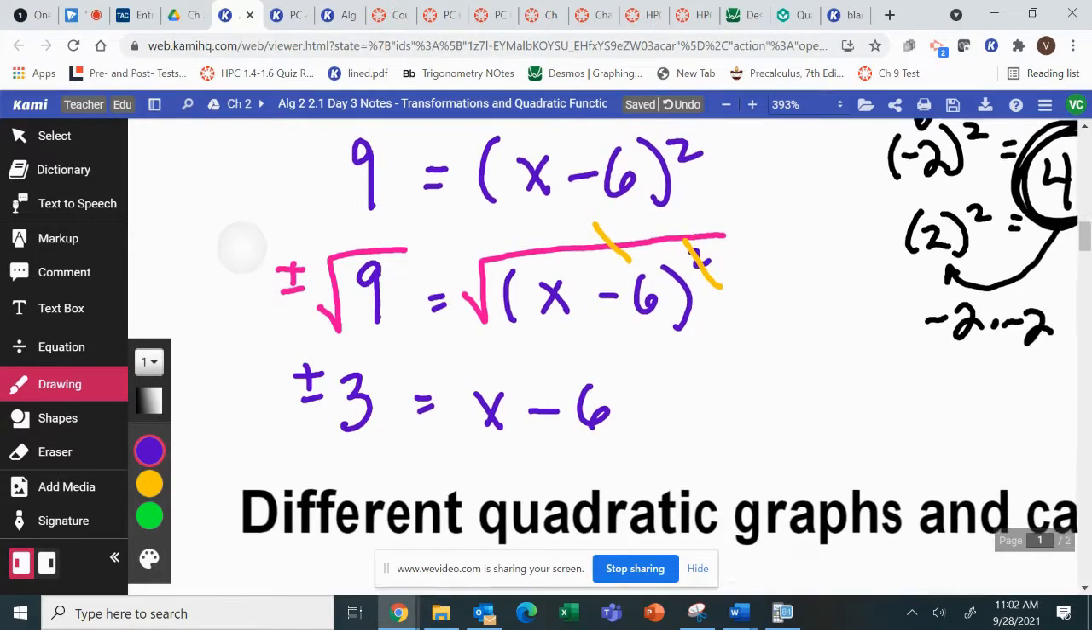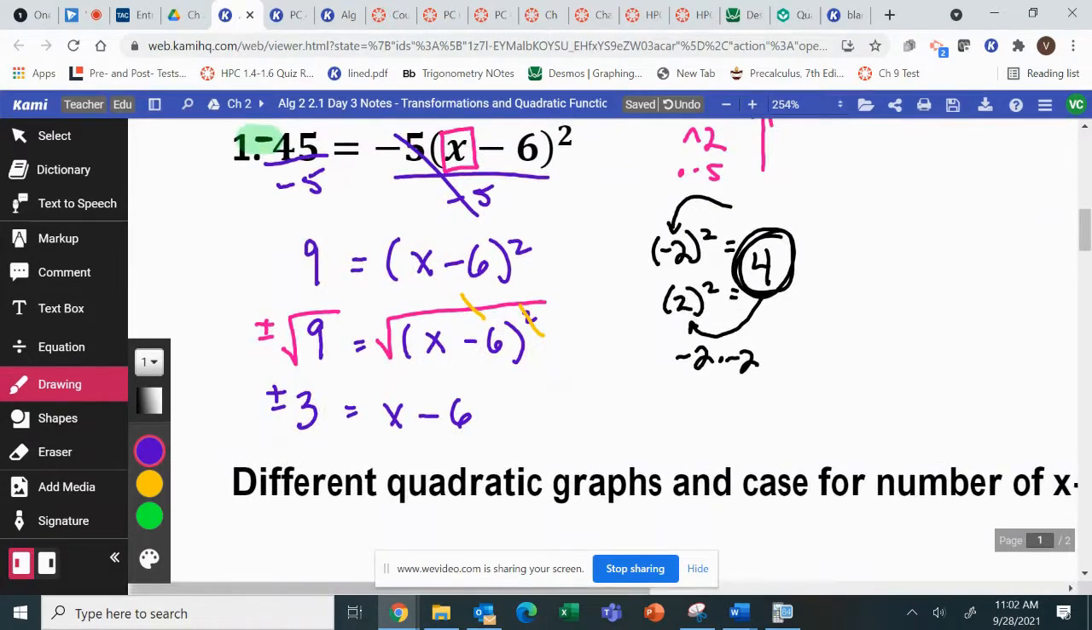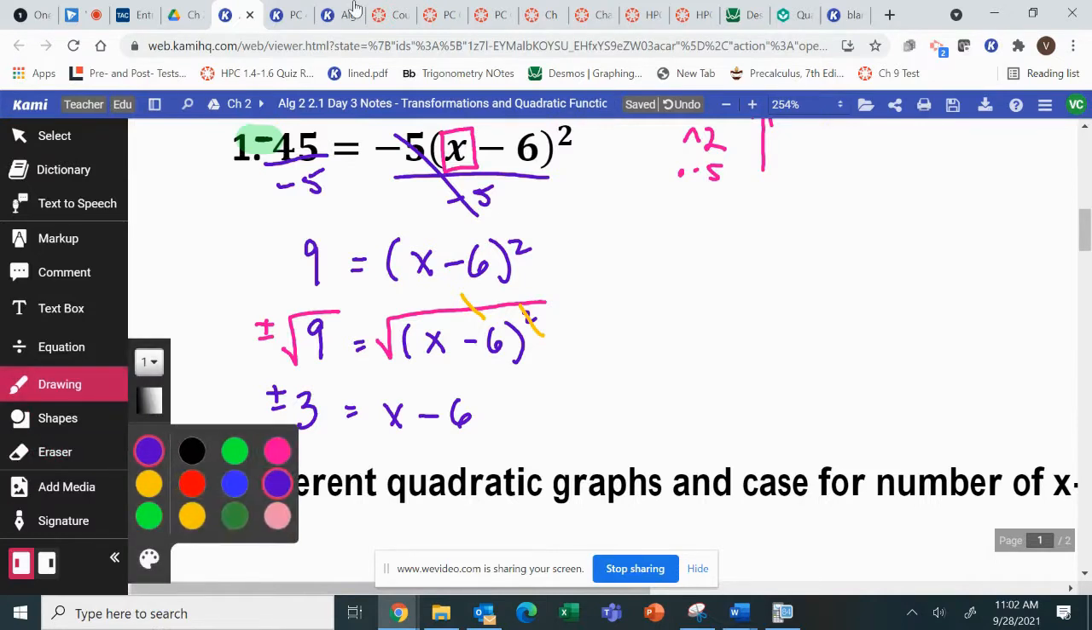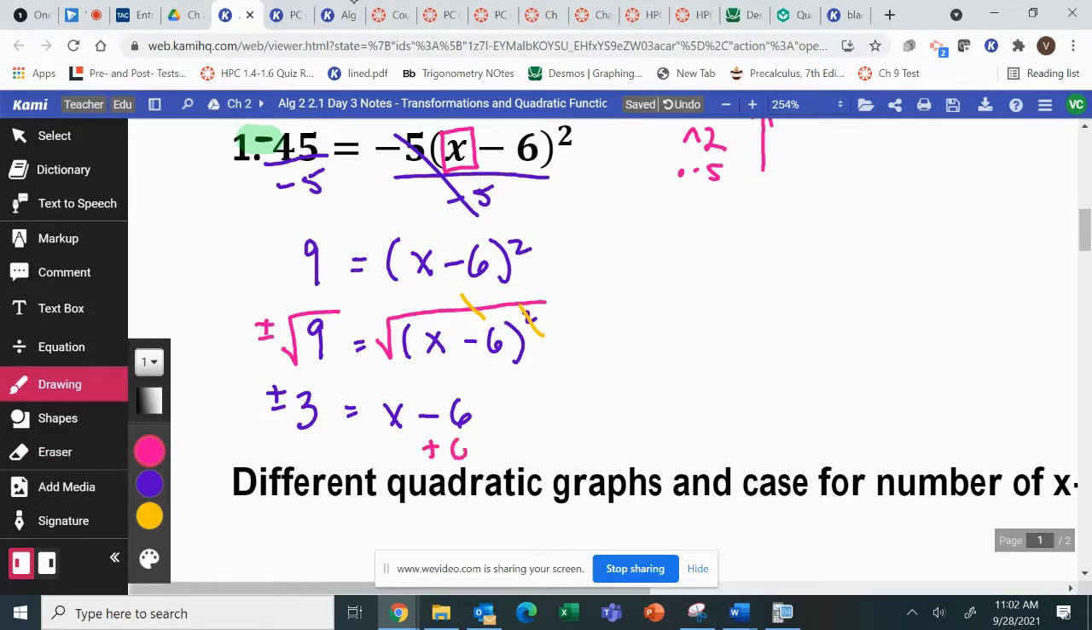So my last step, I have to get x by itself. Let me erase this stuff here. You are right, I'm going to have to add 6 to both sides. So I have x equals 6 plus or minus 3. Or you might have written it as plus minus 3 plus 6. Either way, it's the exact same thing. Can I add 3 and 6 together?